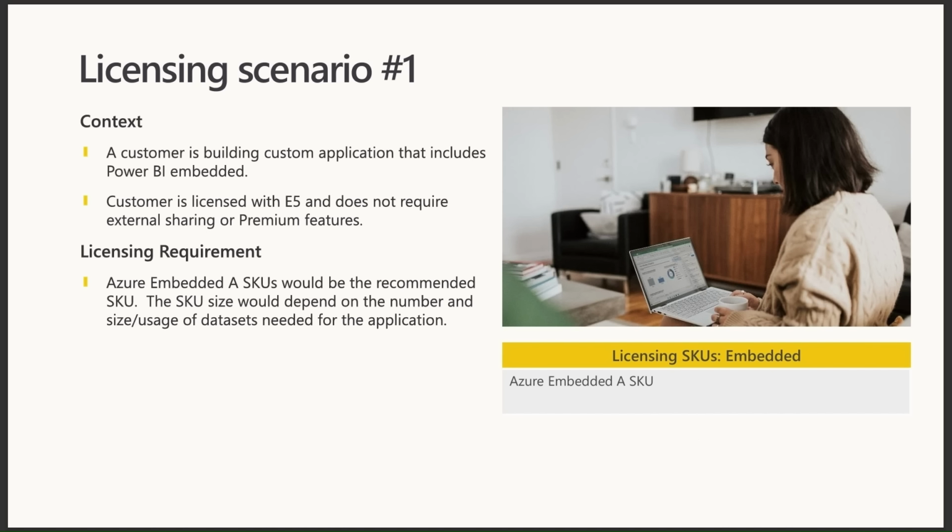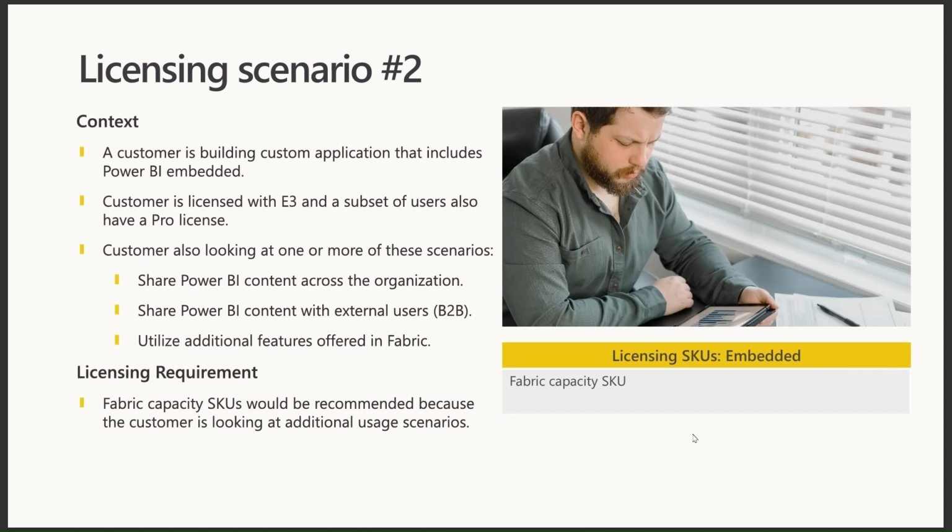So if you're building a small custom app with embedded dashboards and don't need premium features, choose an Azure Embedded A SKU. You only pay for the compute you use, keeping costs predictable. For larger setups needing collaboration, external sharing, or advanced Fabric features, go with a Fabric capacity SKU. It gives you embedding plus full analytic capabilities all in one plan.